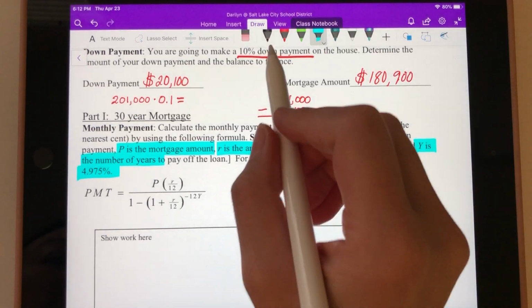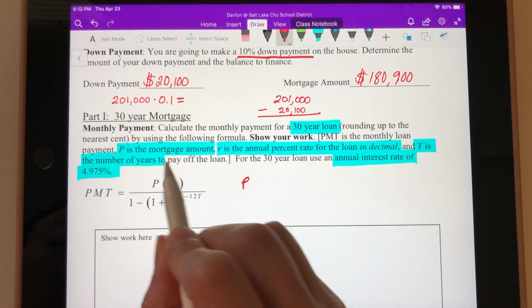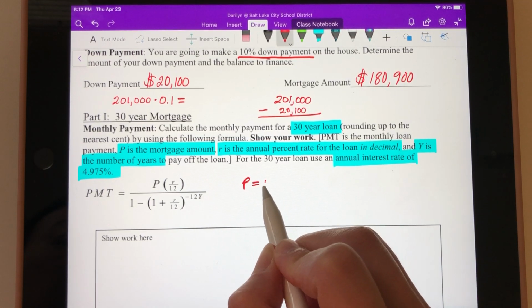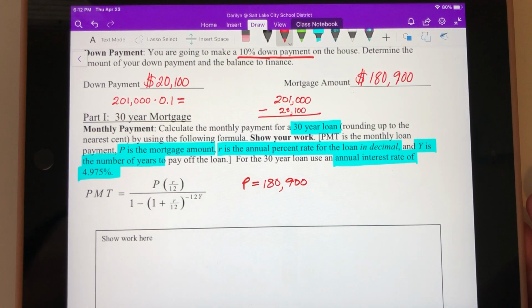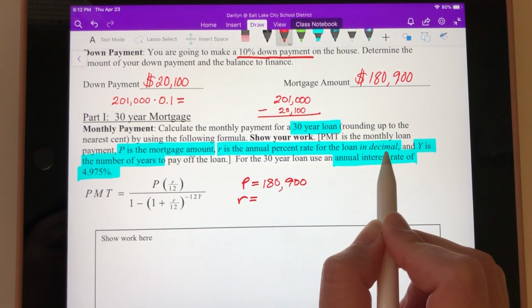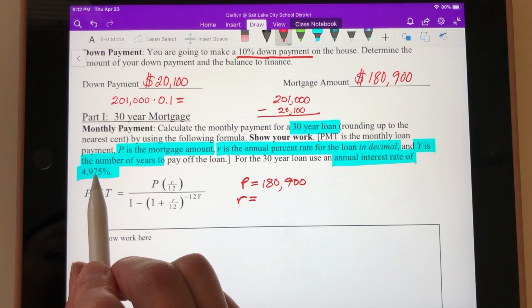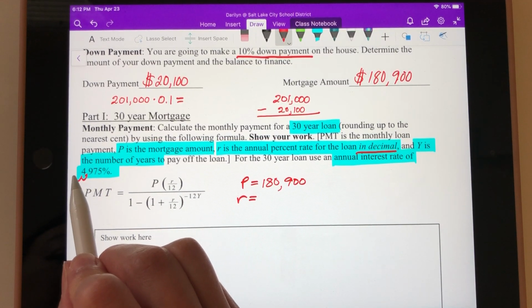So what we're going to do is find all these values and plug them into our formula. My P is going to be the mortgage amount, which is simply the $180,900 that we calculated up here. The R is the annual percent rate for the loan. So 4.975, we always want it in decimal form. So I'm going to move that decimal twice to the left.